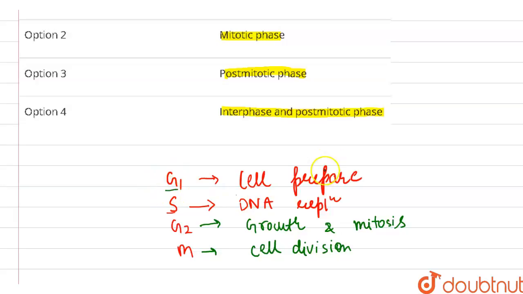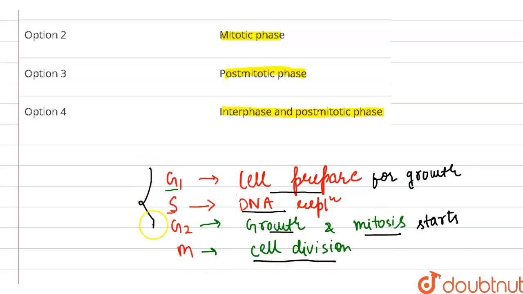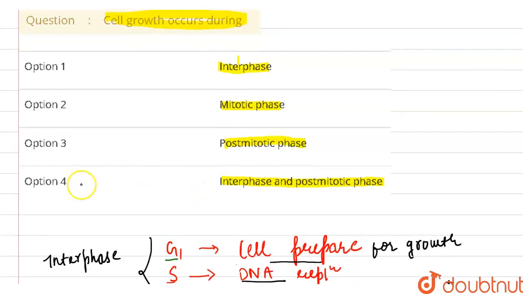So in G1 phase, the cell prepares for growth, and in G2 phase, the growth takes place and the mitosis preparation starts. And in S phase, the DNA gets replicated, and in the mitotic phase, the cell division occurs. So G1, S, and G2 phase are also known as the interphase and the post-mitotic phase. So option 4 will be the correct answer for this question, that is the interphase and the post-mitotic phase. So option 4 is the correct answer.